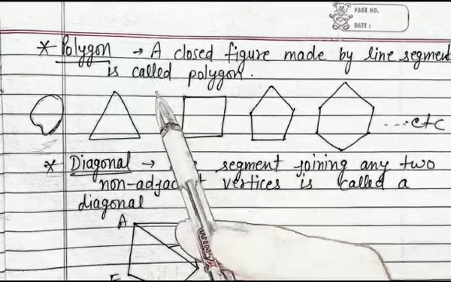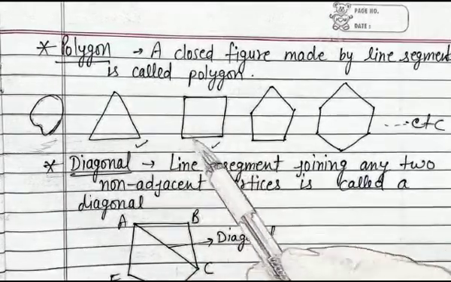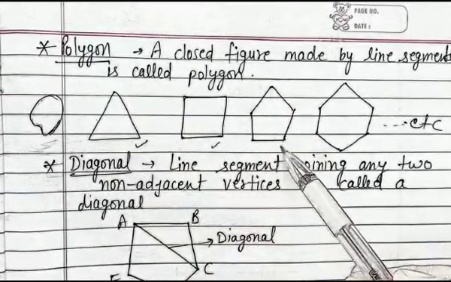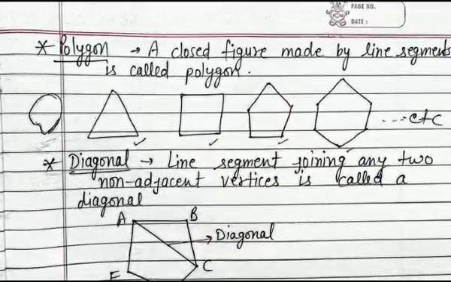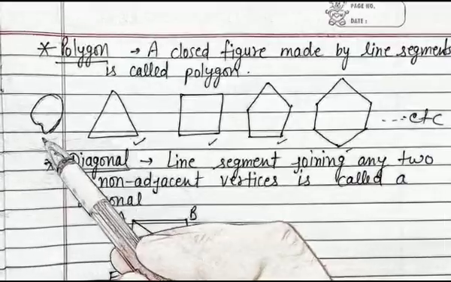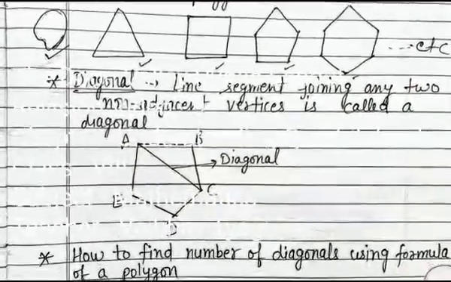So polygon is what? A closed figure made by line segments. Like this one, closed figure made by line segments. Each one of them is a polygon. Yes, it is not a polygon, it is a simple closed figure. Yes, then I taught diagonal.